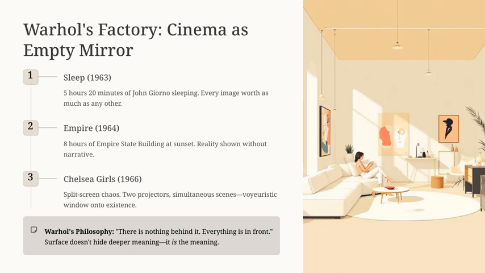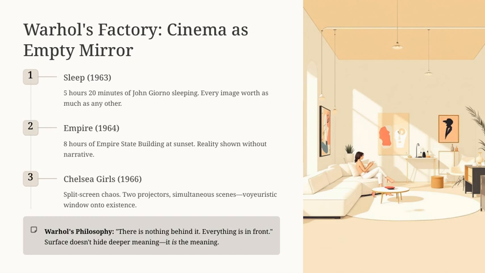Warhol's factory was really a space where cinema was transformed into a kind of empty mirror. It's fascinating how he approached film, seeing it not as storytelling, but as a reflection of reality itself. Take Sleep, for example, from 1963. It's 5 hours and 20 minutes of John Giorno just sleeping.